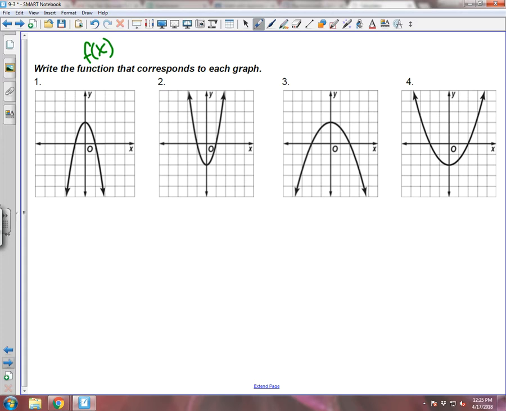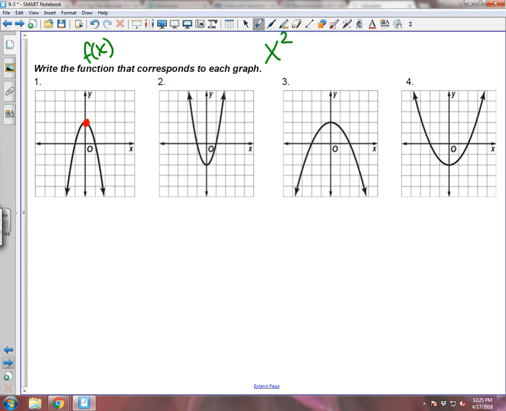Remember that the general form, the parent function, is just a straight on x squared. And you know what the graph of x squared looks like. It looks like that. The vertex is at 0, 0, and it is a normal width, and it has not been moved. So if I take a look at this first one, first thing I need to look at is the vertex. That vertex is right there.